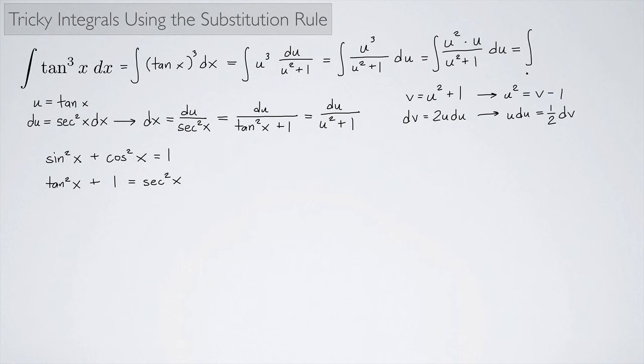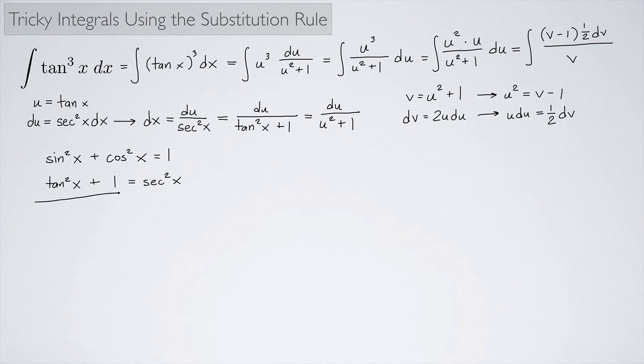So this is the integral of u squared, which is v minus 1. U du is 1/2 dv. And then on the bottom, I have u squared plus 1. That's just plain old v. And I think this is an integral that I know how to do.